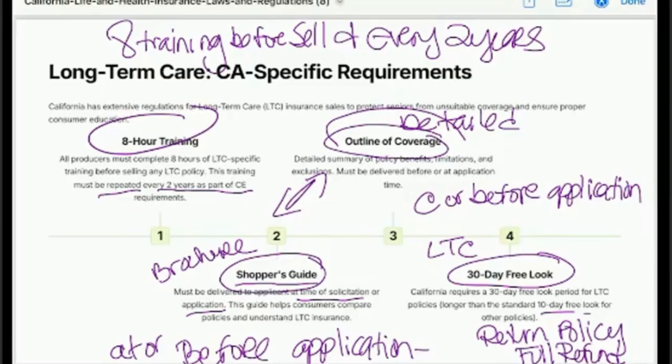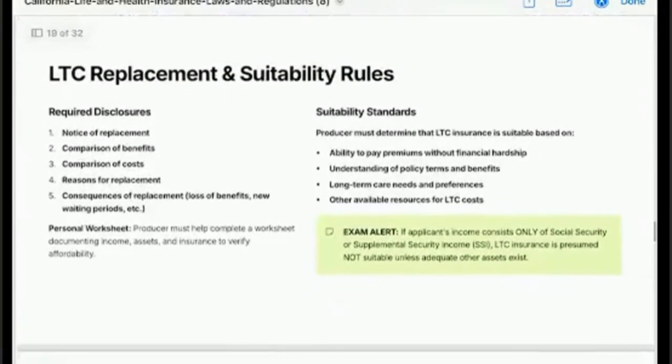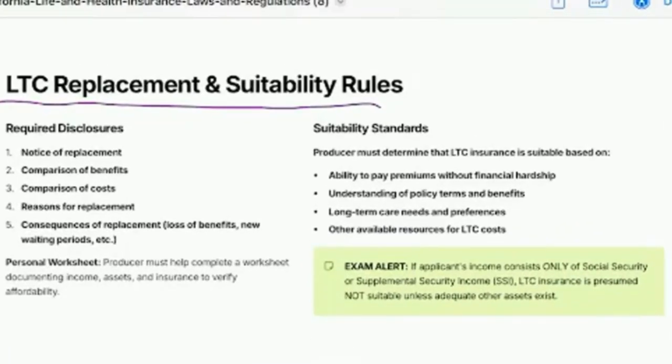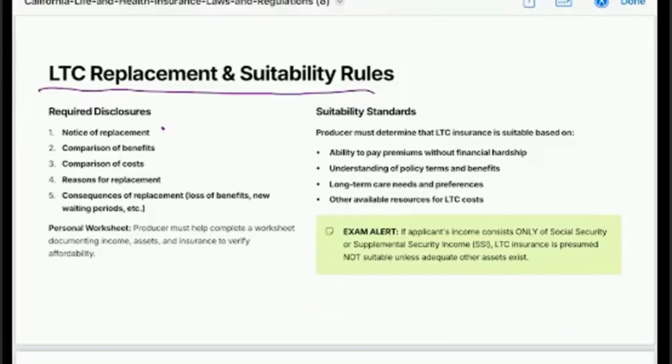There's also going to be long-term care replacement and suitability rules, and they're going to look very, very similar to the replacement and suitability rules for all the other policies that we've talked about. So you must give them a notice of replacement. These are required disclosures, things that you must give to the customer. Comparison of benefits, notice of replacement, comparison of costs, reason for replacement, consequences of the replacement, any losses of benefits or new waiting periods, premium changes.